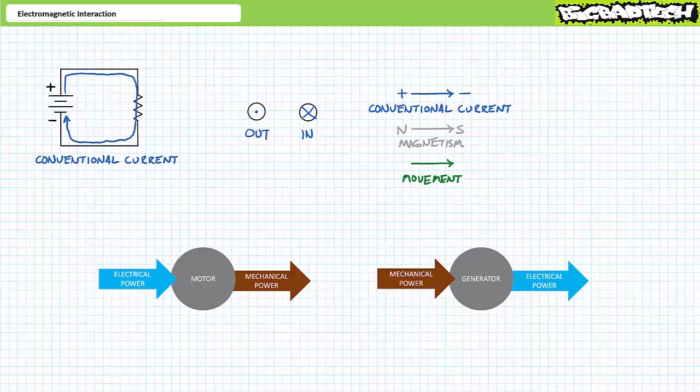Before we reach this level, we first need to introduce a couple basic electromagnetic interactions, specifically the right-hand rule in electromagnets, Faraday's law of electromagnetic induction, Fleming's left-hand motor rule, and Fleming's right-hand generator rule.